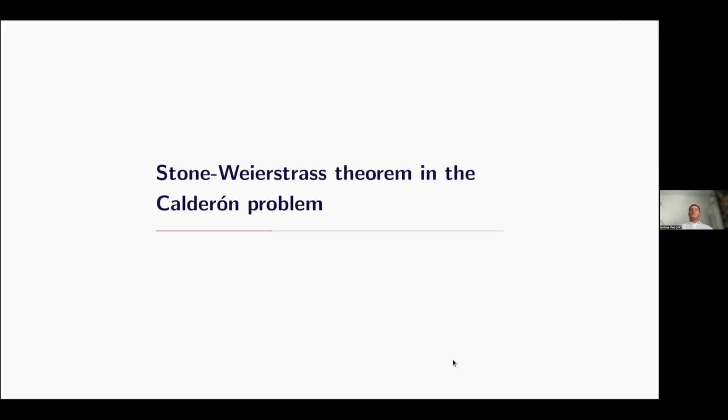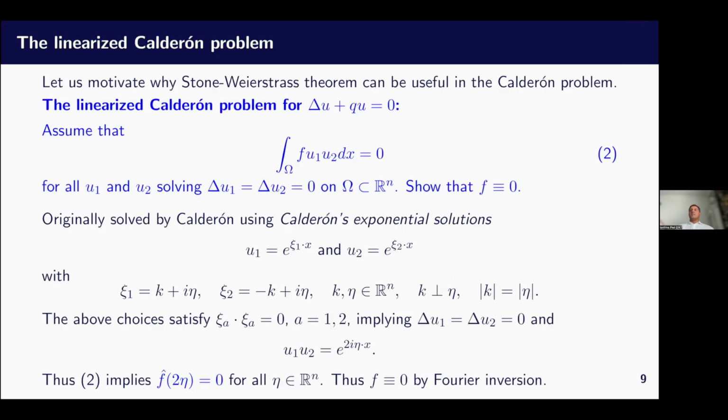Okay, so that was the Calderon problem and what is known, the best results in my opinion. Okay, so let's go to the Stone-Weierstrass theorem next. Why can the Stone-Weierstrass theorem be useful in the Calderon problem? For this, let's first discuss the so-called linearized Calderon problem. The linearized Calderon problem for the equation Laplace u plus q u is 0 is the following.